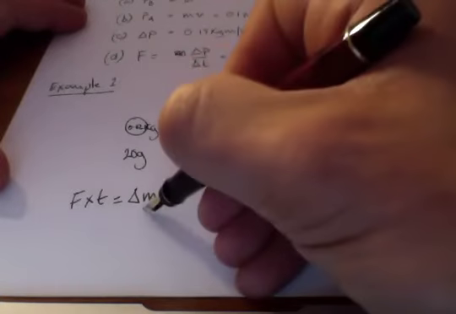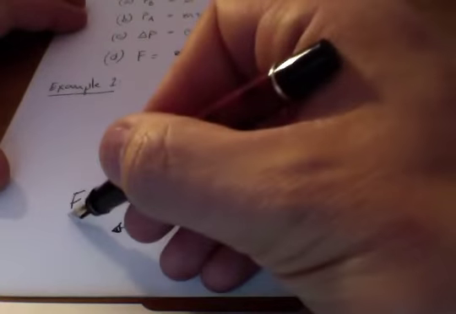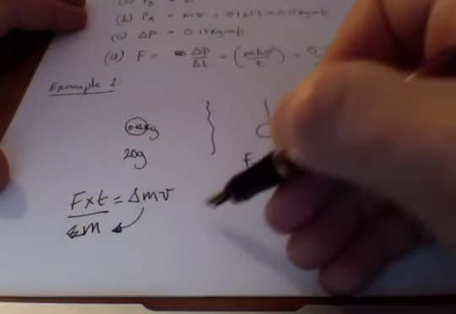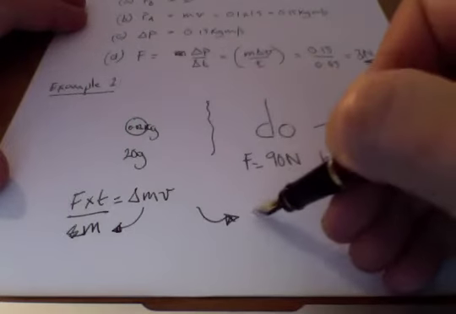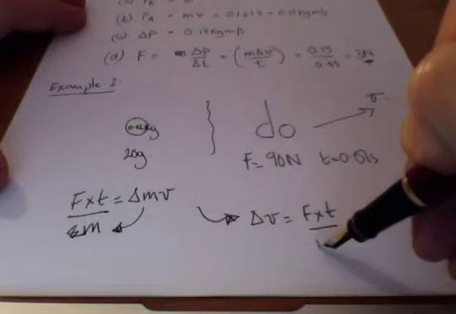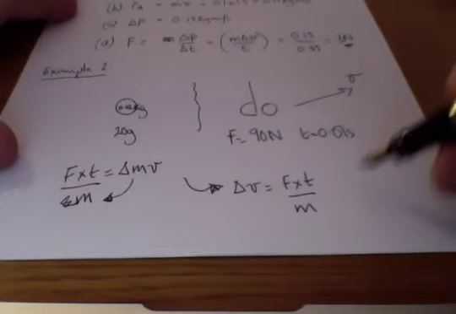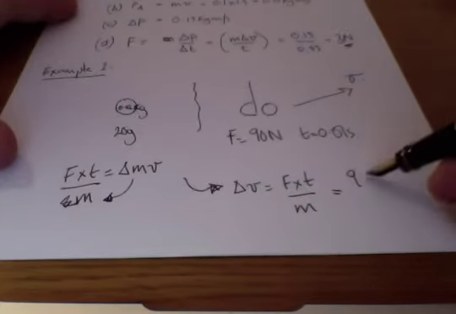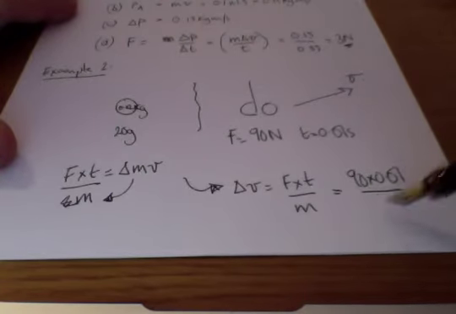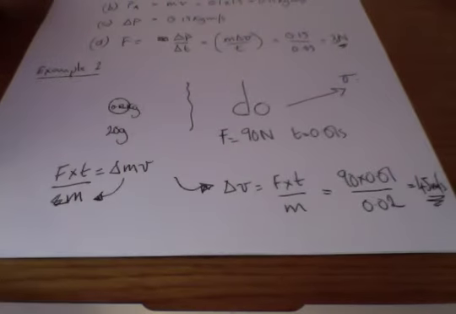So in order to get the velocity, you need to move the mass to the underside of this equation here. So then that gives us change in velocity is force times time divided by mass. Okay, now we just substitute the values in. 90 times 0.01 divided by 0.02 gives us 45 meters per second. It's pretty fast. It's about 100 miles an hour.